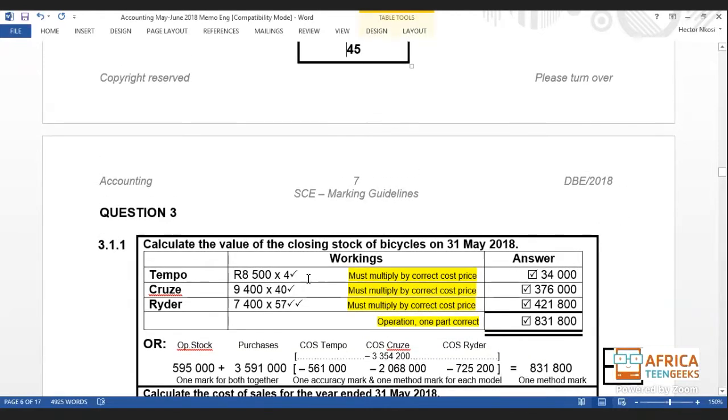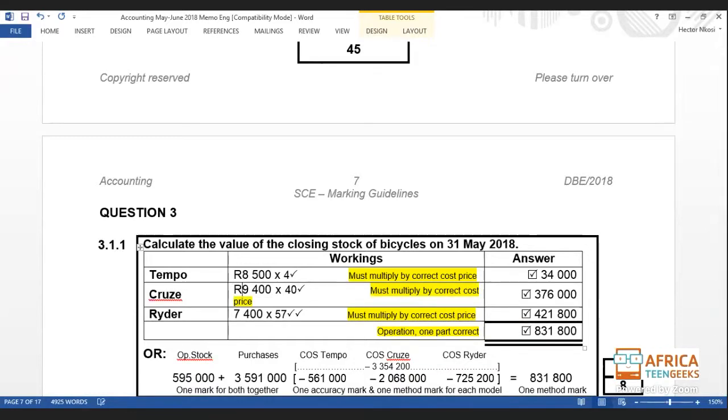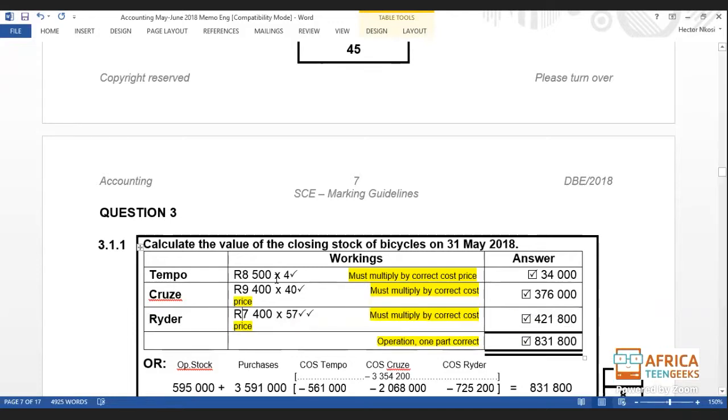Then for Cruise, the units that are unsold are 40. So it's 9,400 times 40. Then this one will be 7,400 times 57. All these were the unsold units: here it was 40, here it was 57, multiplied by the cost price. Here we'll get 370,000 and there we'll get 421,000. And the total value of your closing stock is 331,800 when you add all the products.